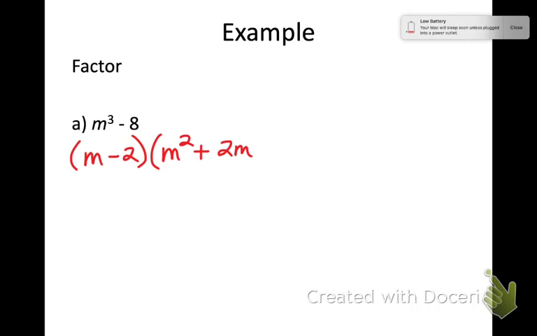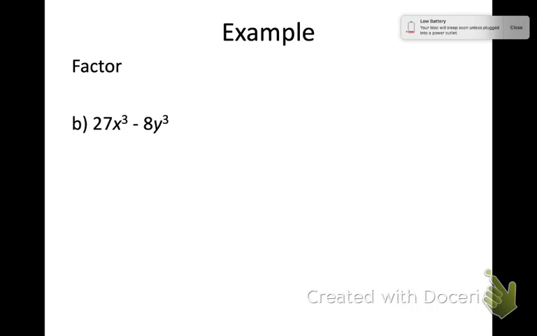So 2m plus 4, because it's 2 squared. Got it? That's it? Yeah, that's the factored form. Again, it's just, you've got to memorize it. That's what it comes down to. All right, 27x to the third minus 8y to the third.